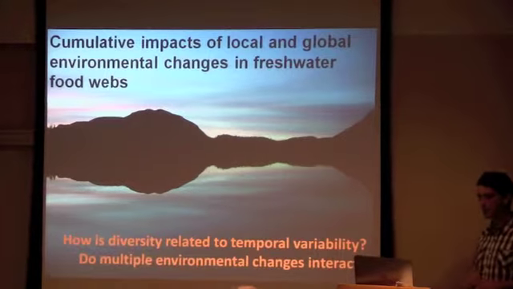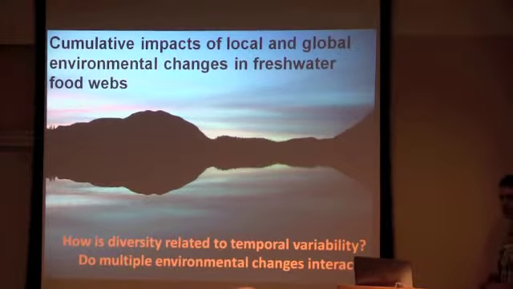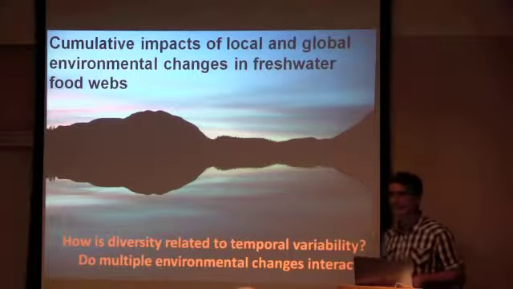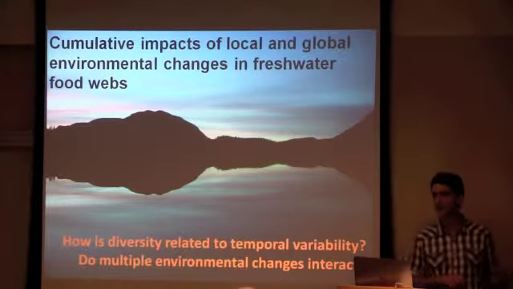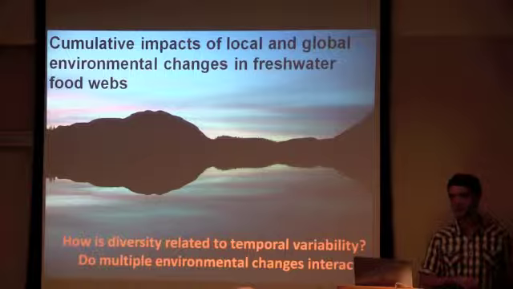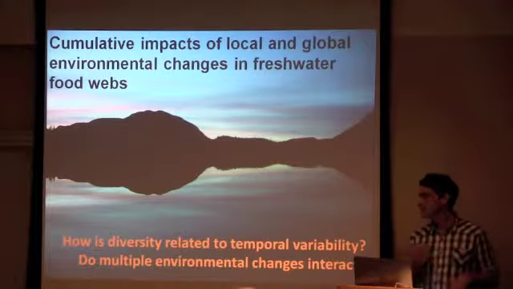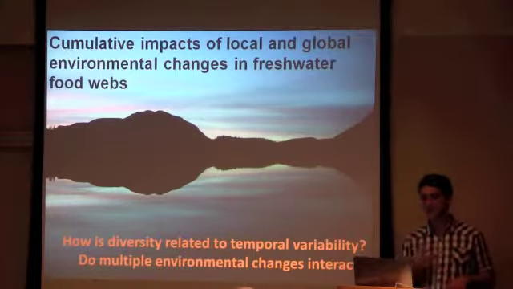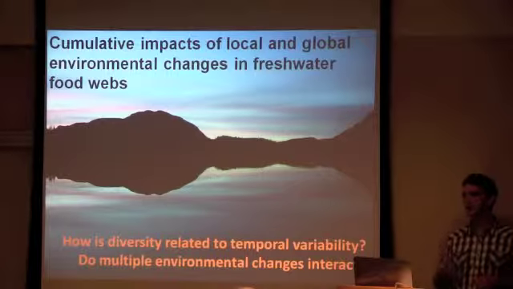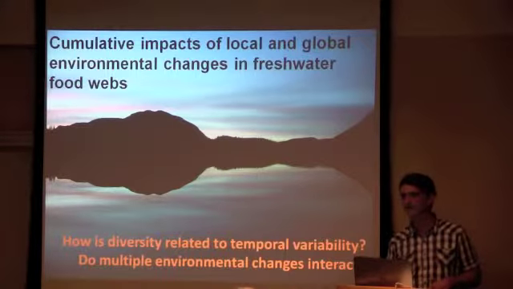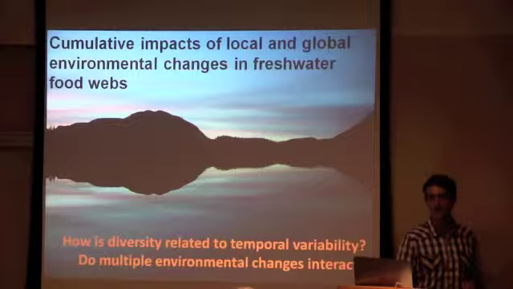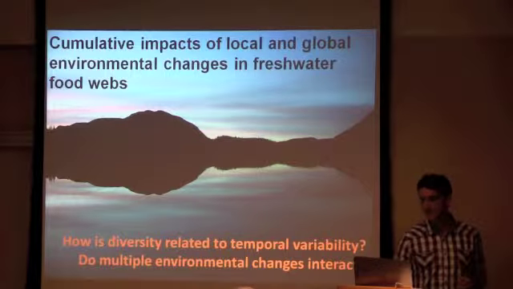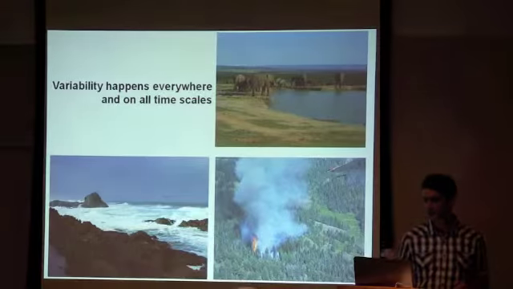And then I'm going to talk about how multiple environmental changes taking place simultaneously in freshwater food webs interact with one another. In particular, this is an experiment that asks how increases in temperature affect the expression of top-down and bottom-up control, the impacts of trophic cascades, and the effects of nutrients on pond food webs. So those are the two topics for today.